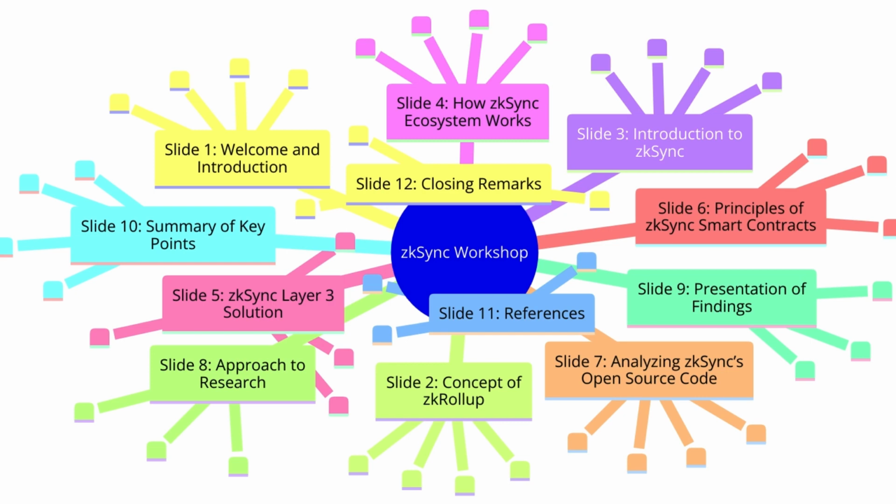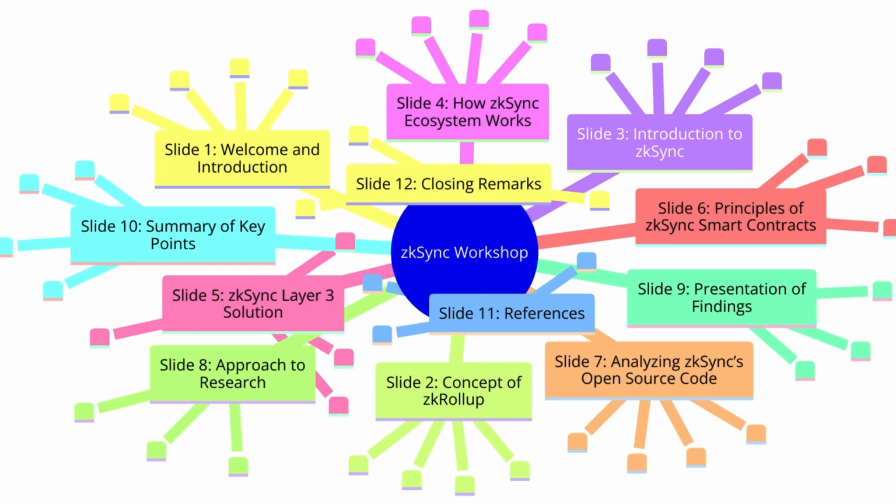Moving on, let's explore zkSync's Layer 3 solution. Layer 3 builds on Layer 2 by providing even greater scalability and functionality. It introduces enhancements such as improved privacy features, more complex smart contract capabilities, and further reduced transaction costs. The potential for Layer 3 is immense, as it could enable decentralized applications to operate at a scale and efficiency comparable to centralized systems, which is crucial for the mass adoption of blockchain technology.